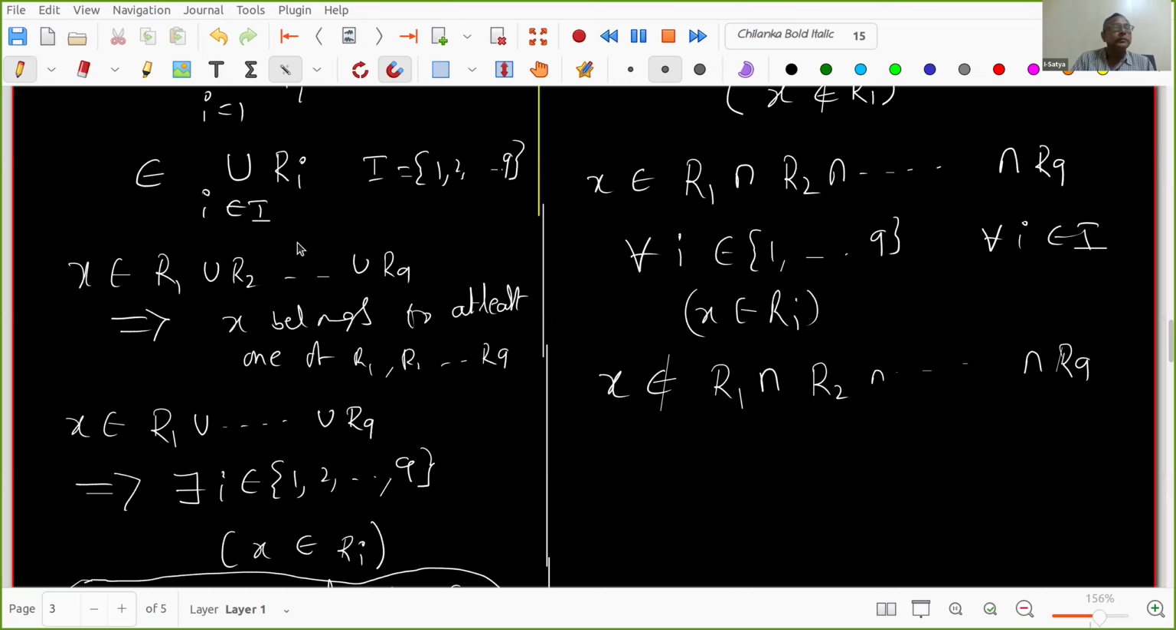Jasmine Kaur, room number 2. No need to say yes or no, sir. Time is important for us. Go ahead fast. It implies for all i belonging to 1 to 9, X doesn't belong to Ri. No, you do not understand at all. Okay, look at this: given any i, X belongs to Ri. What is the negation of that? Don't worry, no need to tell now.